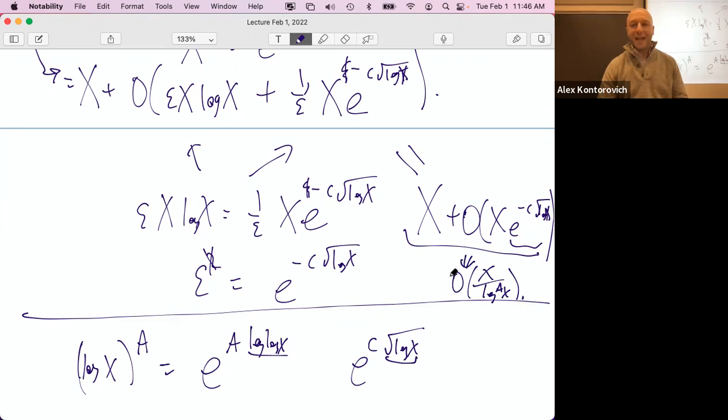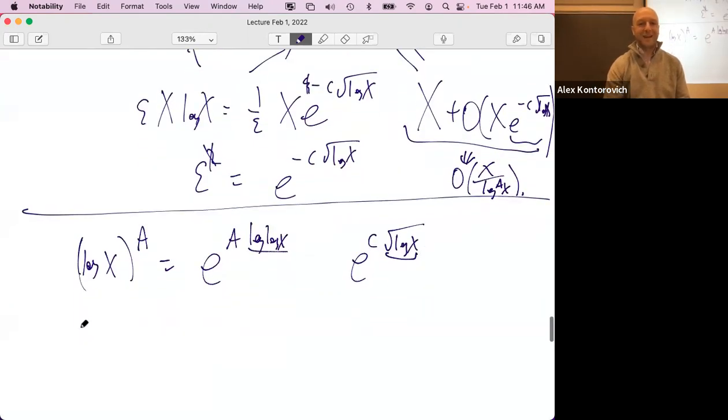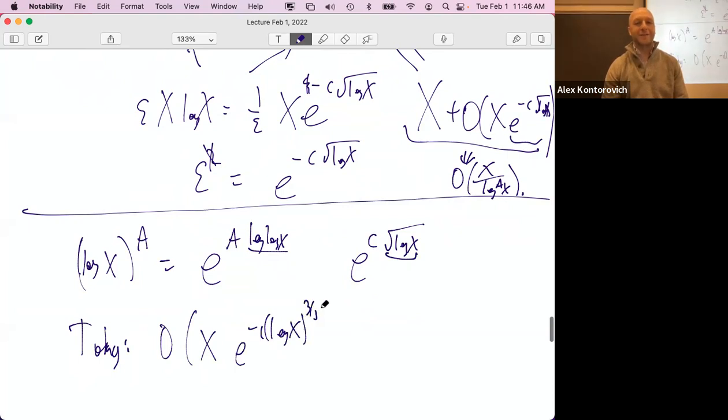Okay. What we have today, the best known results are an error term x times e to the minus, not log to some constant, not log to the 1/2, but log to the 3/5.